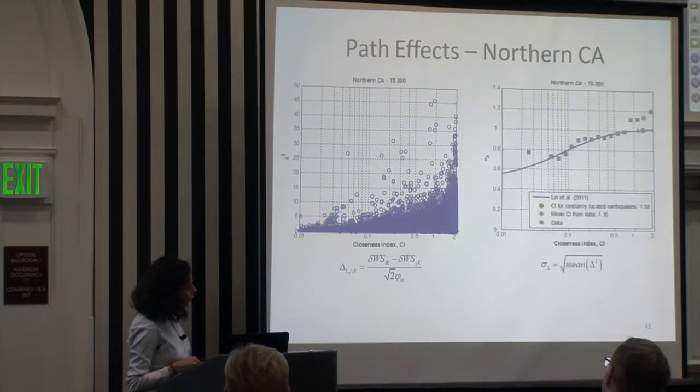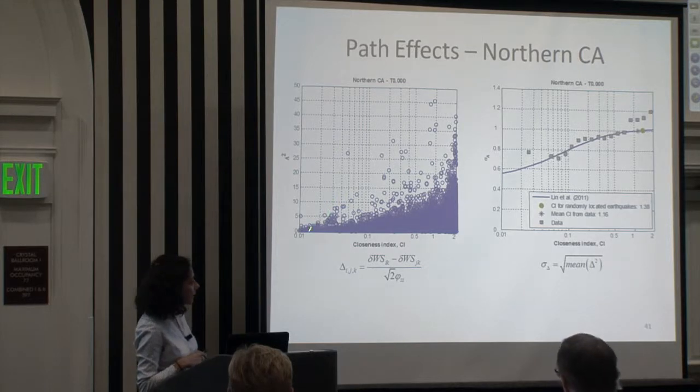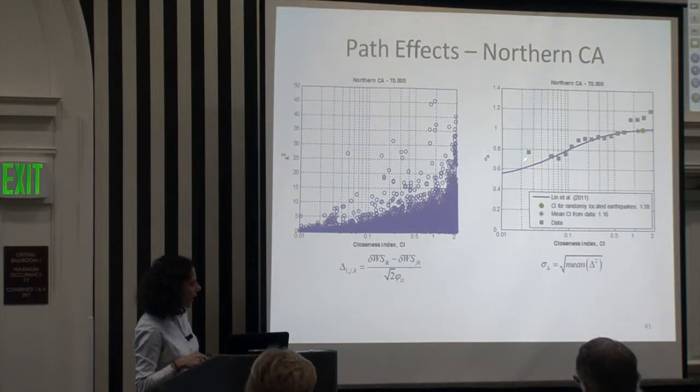One thing we can do here, and this is based on the Lin et al. paper, is compute the standard deviation. I can basically bin these delta squared values in different closeness index bins and compute the standard deviation sigma. This is what you see here with these data points. The solid line is the model that was proposed in the Lin et al. paper for Taiwan data.